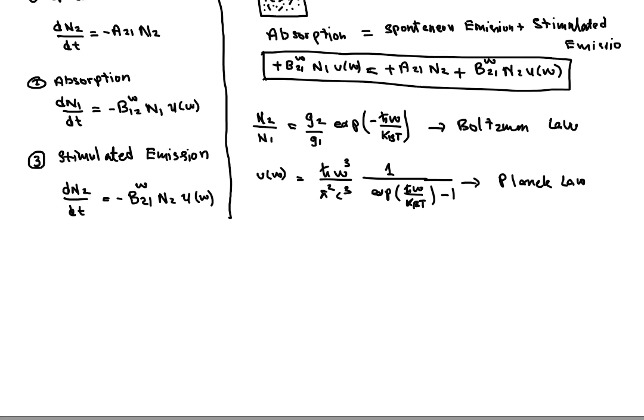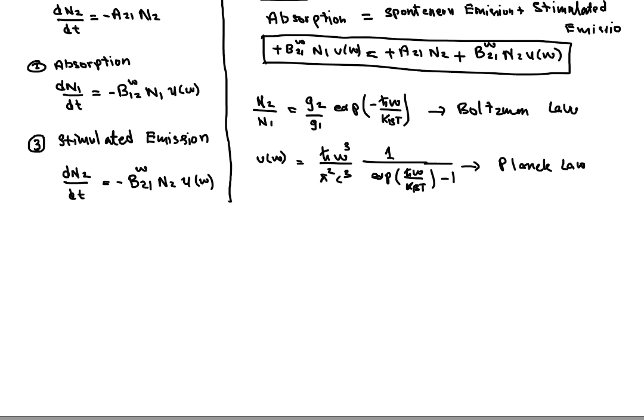From the Einstein analysis we can write B21 omega N1 minus, okay, I have made a mistake here I guess. It is B12, so it is B12 here. So B12 N1 minus B21 omega N2, and if we take the spectral energy density common, it will be equal to A21 N2.